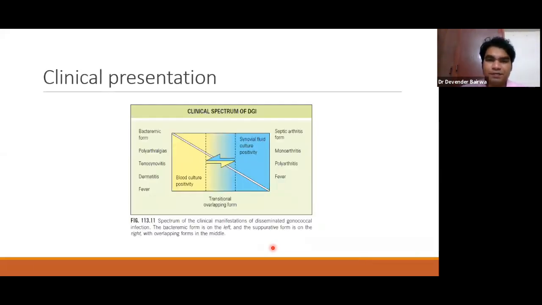So coming to how these patients will present. Now seeing this figure, there is a clinical spectrum. There are actually two kinds of forms. One is the form of disseminated gonococcal infection, or there can be a true septic arthritis form, or there can be overlap features. So generally, patients either present with a disseminated gonococcal infection, or they can present with a true septic arthritis of the joint. So we will see what these are.